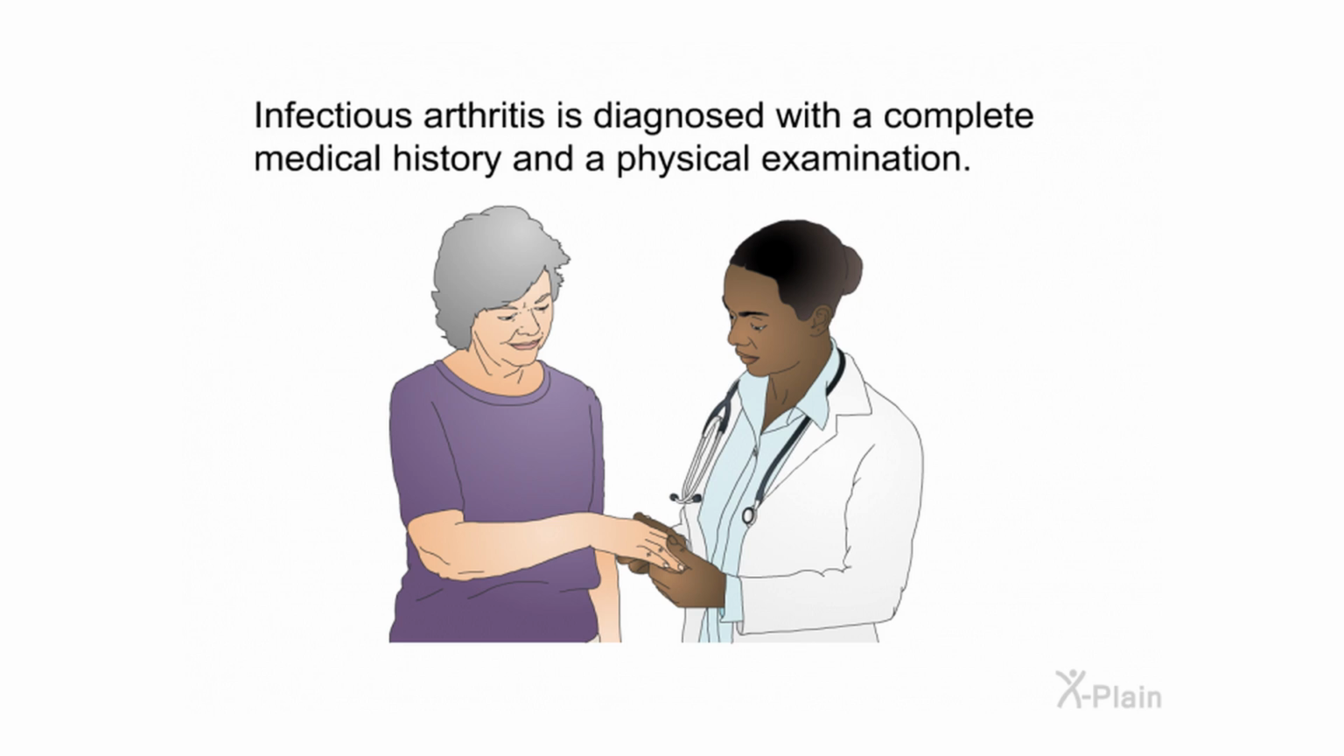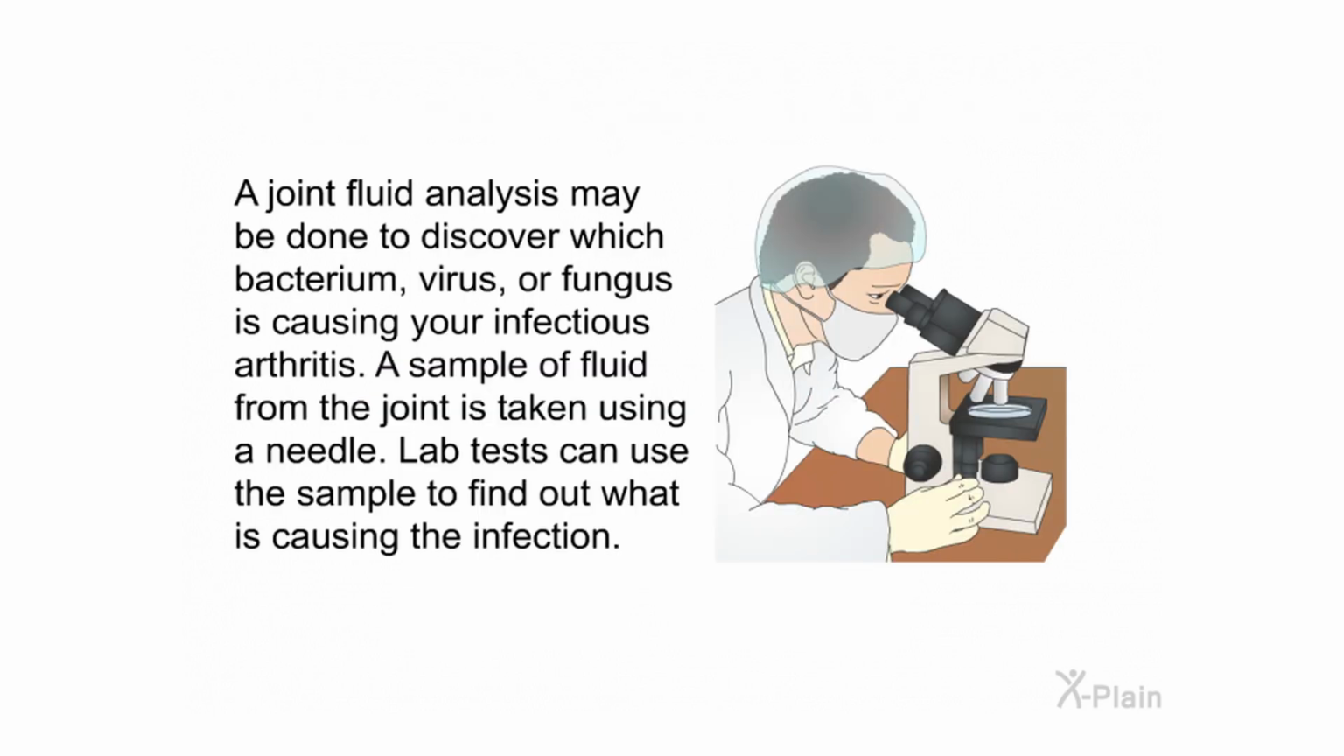Diagnosis. Infectious arthritis is diagnosed with a complete medical history and a physical examination. A joint fluid analysis may be done to discover which bacterium, virus, or fungus is causing your infectious arthritis. A sample of fluid from the joint is taken using a needle. Lab tests can use the sample to find out what is causing the infection.